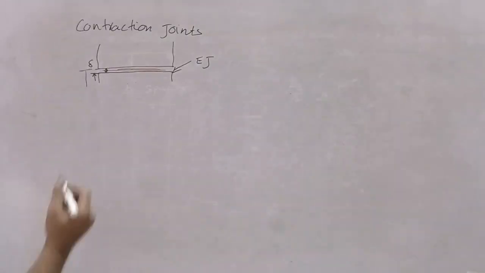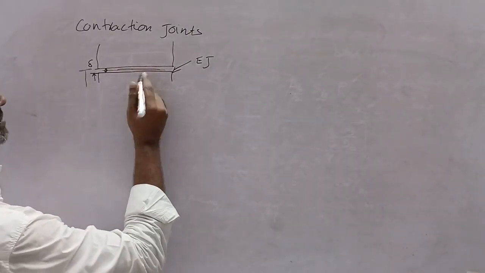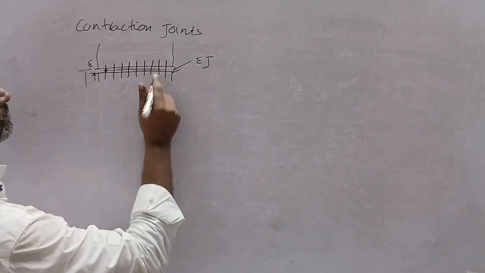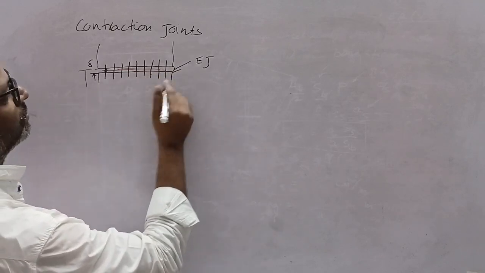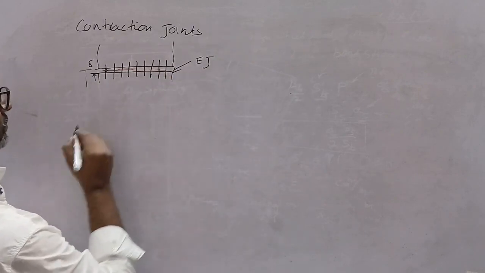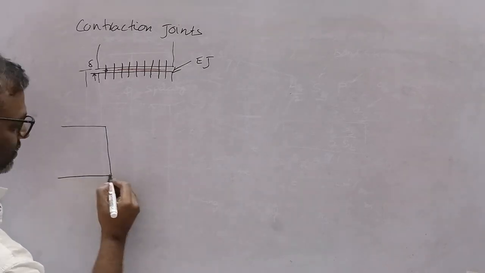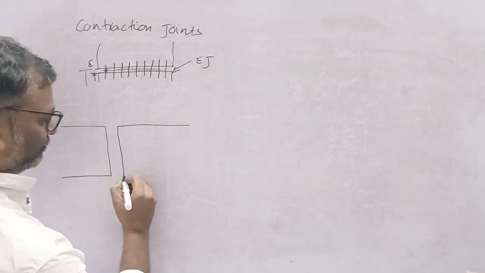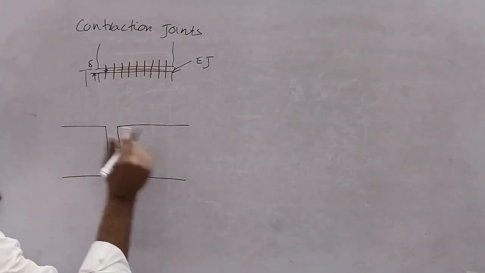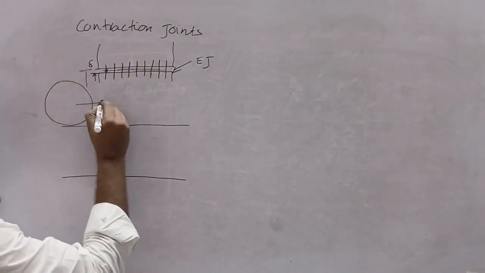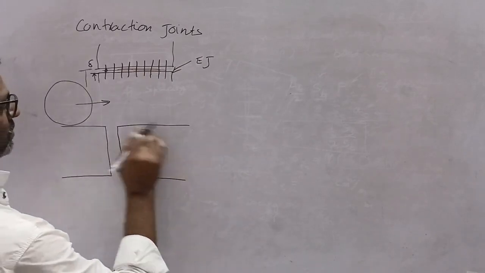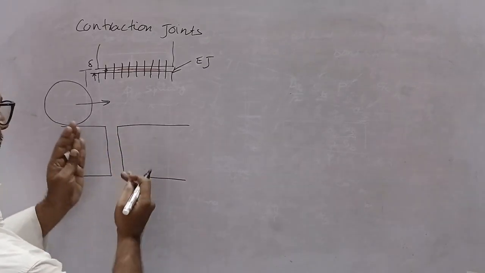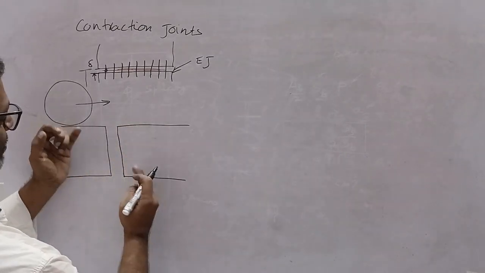So dowel bars are used along this transverse joint wherever an expansion joint is there. Suppose this is a concrete slab, a CC pavement slab, and this is another slab. So this one and this one. The wheel load is moving from one slab to the other slab. So there is a sudden load transfer from this slab to this slab. So deformation may happen and undulations may happen between the slabs.